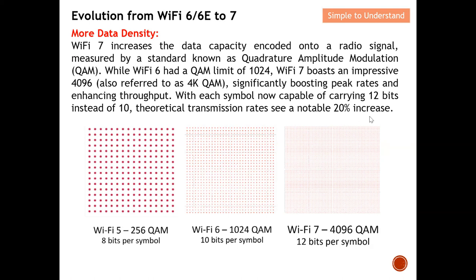So the first way we can increase the data rate is to increase the level of QAM. From here, you can see that for Wi-Fi 6 it is 1024. When we increase to 4096 QAM, the data rate can be increased by 20%. So this is the first reason we can have more data density: increasing the level of QAM increases the throughput.